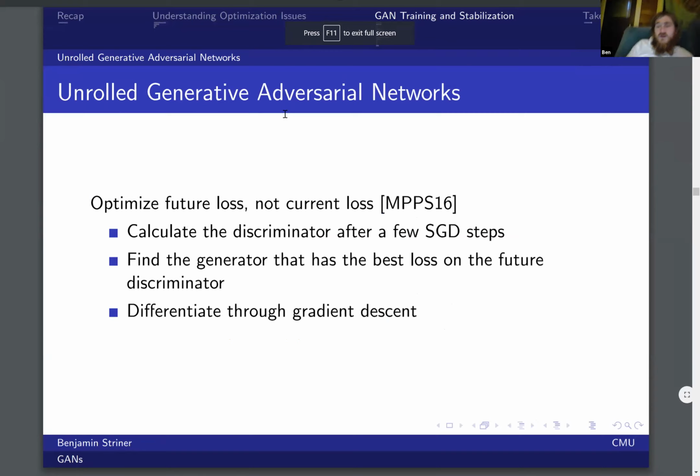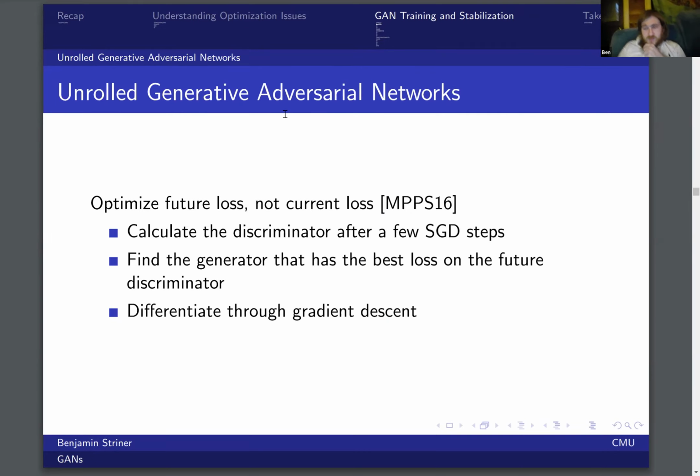So one of the earlier ideas that's actually very interesting is called unrolled generative adversarial networks. Unrolling has to do with kind of game theory. It's the idea that you don't want to play what is the best strategy to beat my opponent's current best strategy. You want to play what's the strategy that will beat whatever my opponent comes up with after I do my new strategy.